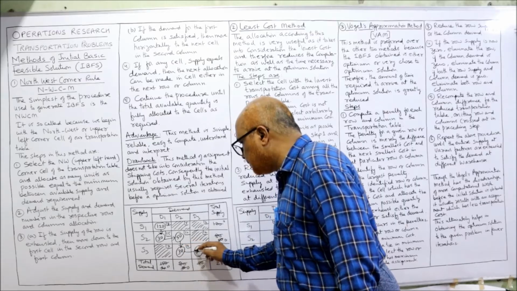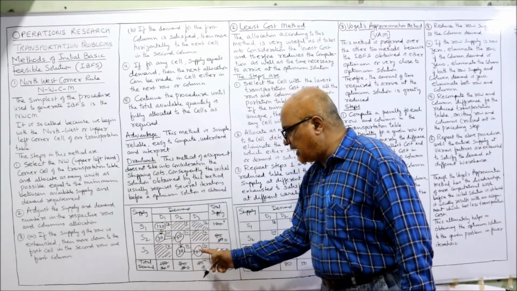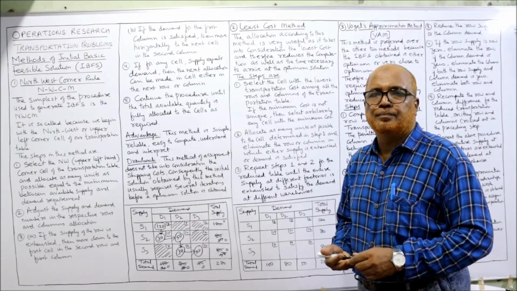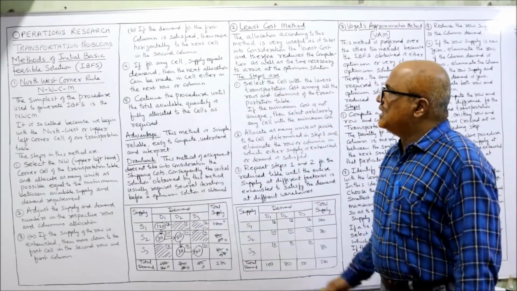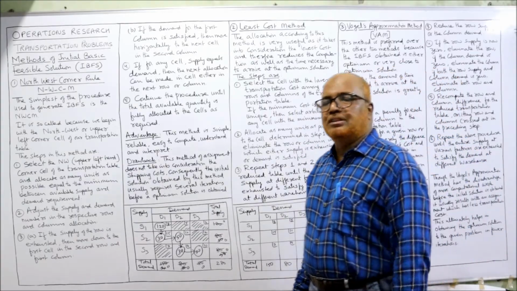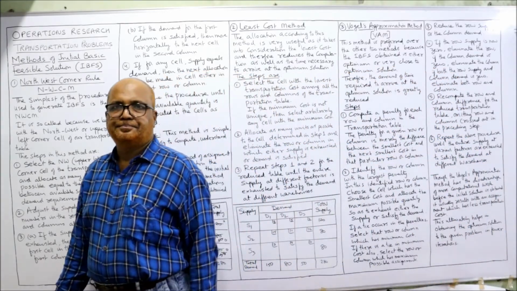Northwest corner rule: starting from the first cell and ending in the last cell. That's all. This is called the northwest corner rule. Now the second method is the least cost method, LCM.